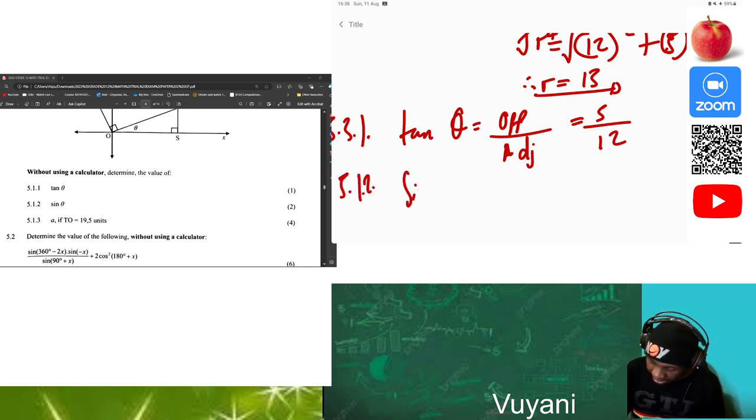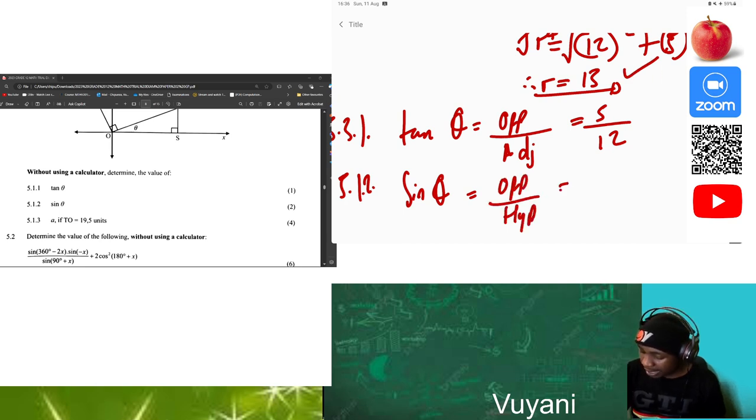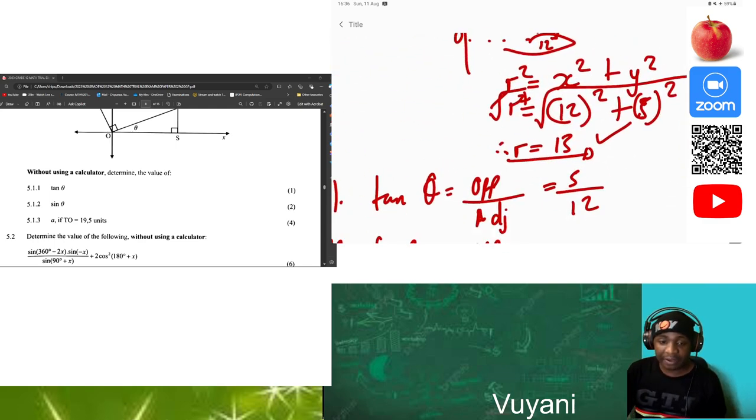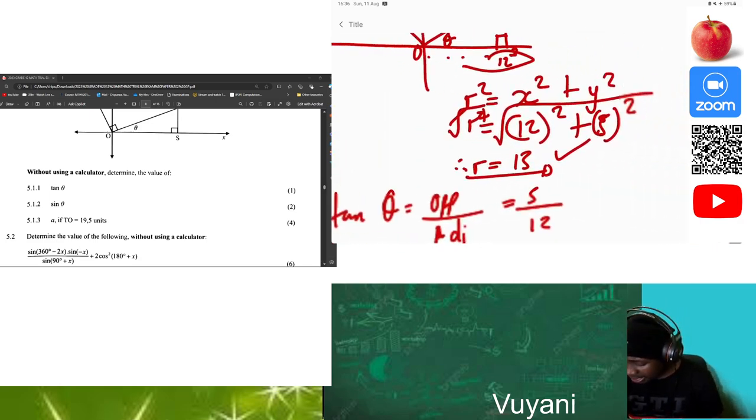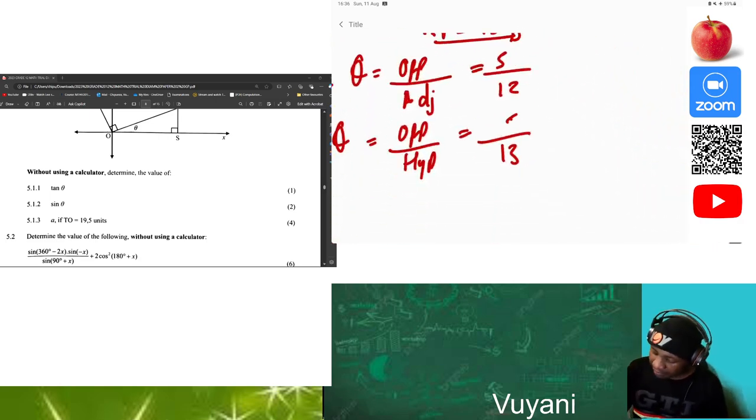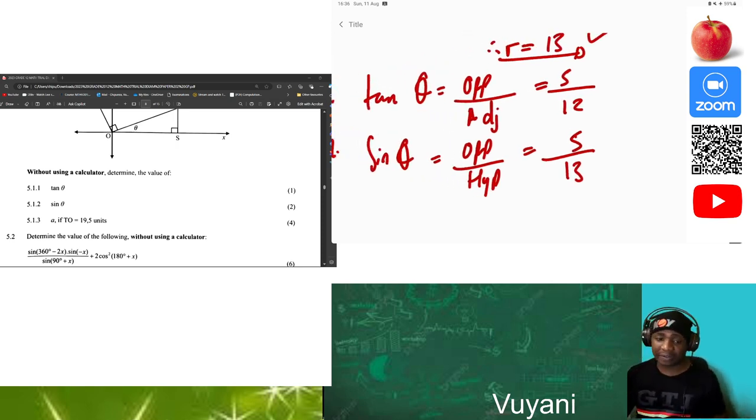Now we need to find sine of theta. Since we have already calculated this, we know that sine theta is always opposite over hypotenuse, and our hypotenuse is 13 and our opposite side in this instance is 5. So our answer will be 5/13 over there. So we are cruising nicely, because this is just basic stuff.